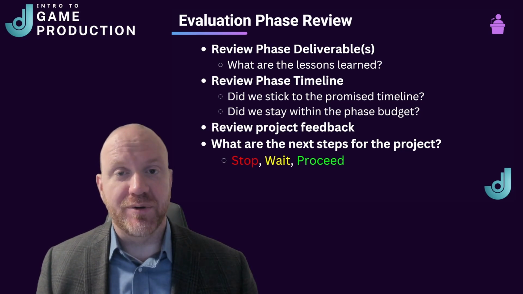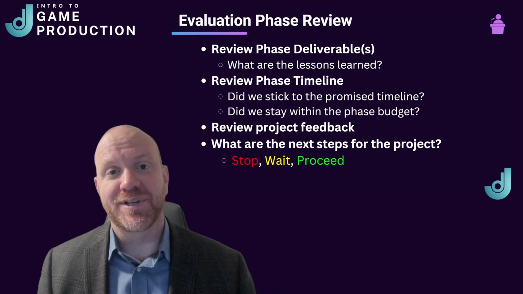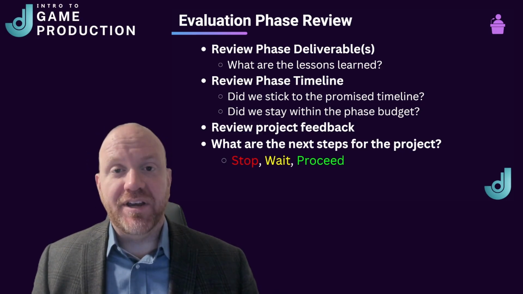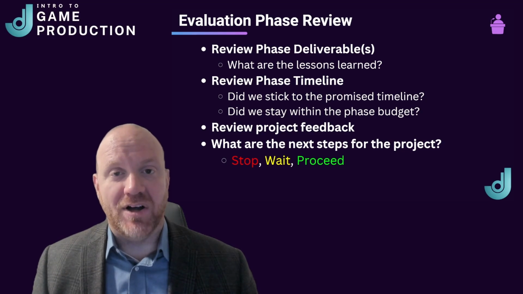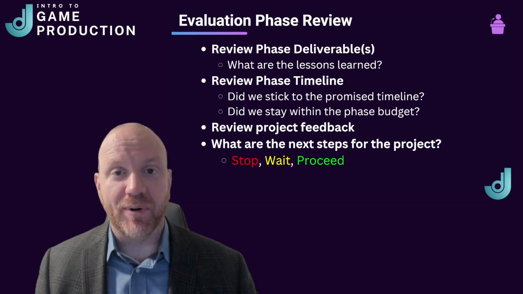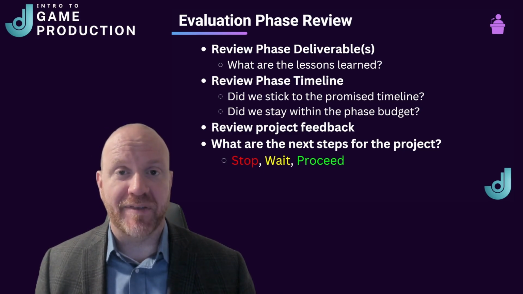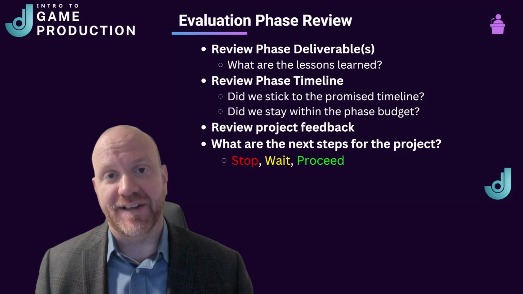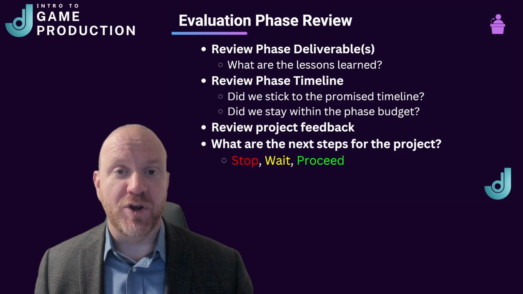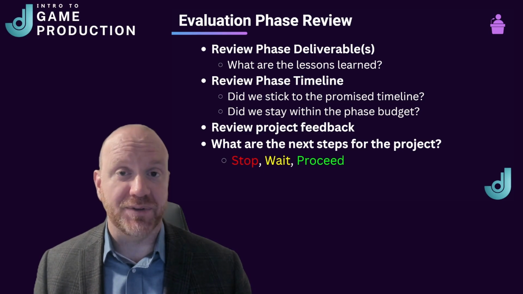We are going to review the deliverables during this evaluation phase review meeting, and you want to ask yourself what lessons were learned during this project. How can you make improvements for future projects so we can ensure that we're providing the best possible products available? This is also a chance to review the overall project budget and ensure that we stayed within budget and that we stuck to the timeline that we proposed all the way back in phase 1 of the project. We want to review project feedback from our customers and from our communities and from the internal teams.